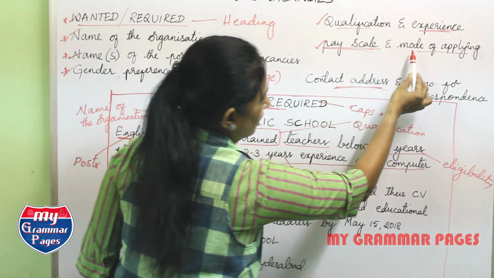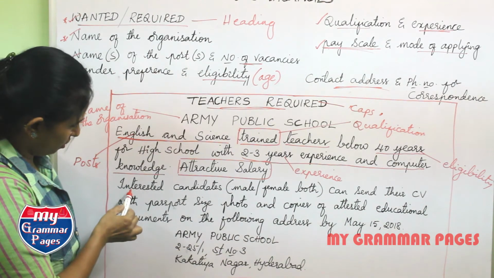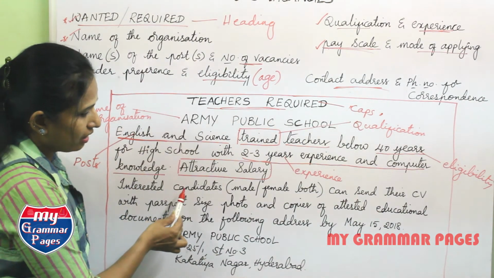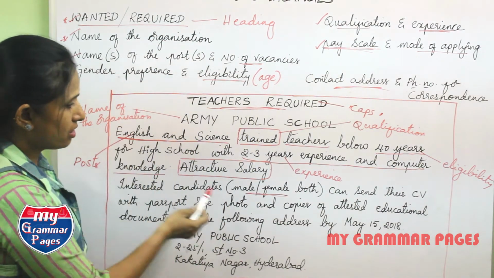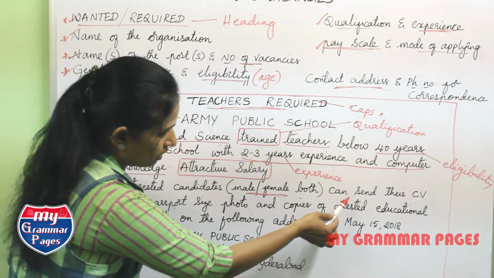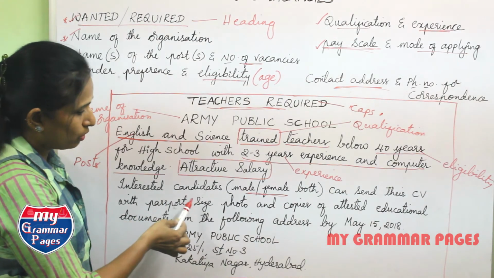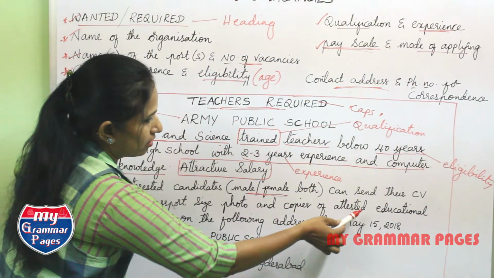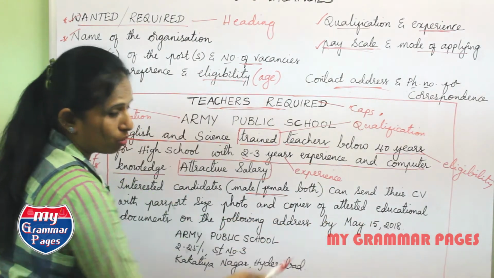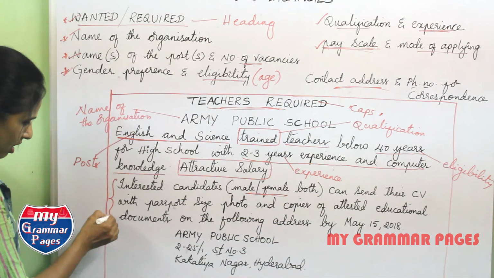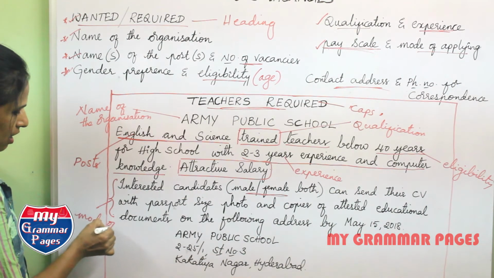The only thing left over is the mode of application. So look at what is written here. Interested candidates, male, female, both. Here comes the gender preference. Male or female, both, can send their CV, that is curriculum vitae, with passport size photo and copies of attested educational documents to the following address by May 15, 2018. All this information comes under mode of application.